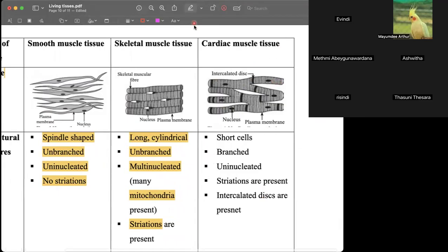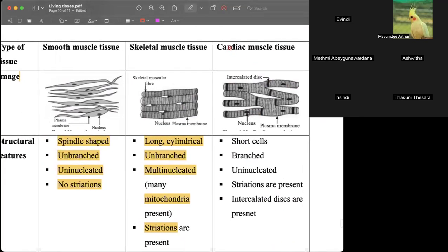Okay. Then our third type of tissue is cardiac muscle tissue. Cardiac muscle tissue. What do you think is the meaning of the term cardiac? If you know. What does cardiac mean? Yes, the heart. Cardiac means the heart.